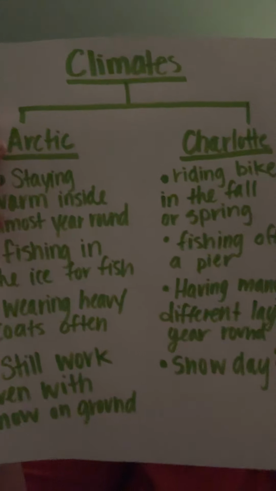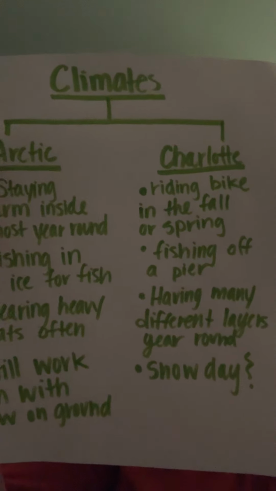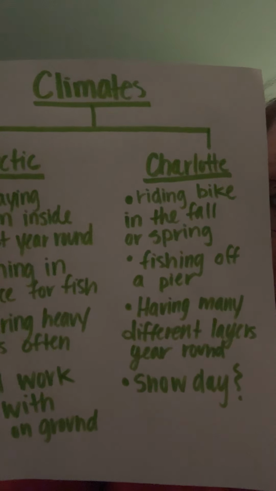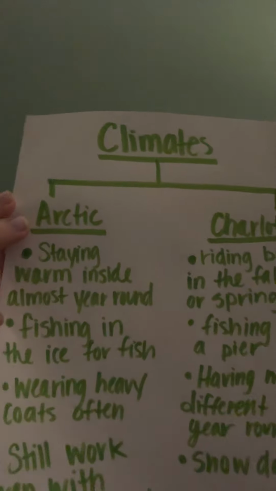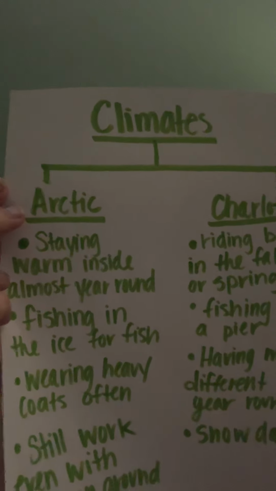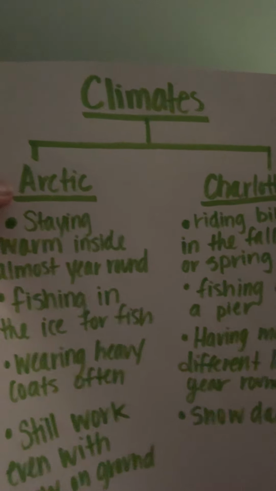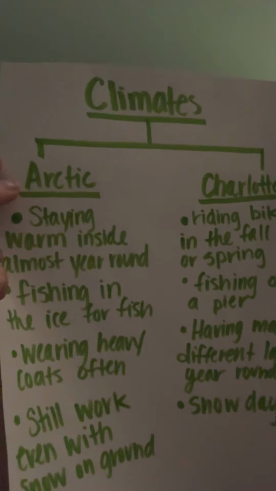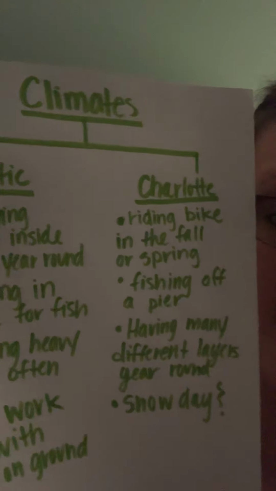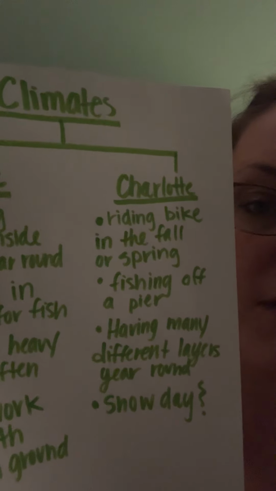So as you can see, friends, I chose the Arctic and I chose Charlotte weather. So in Charlotte, I can ride my bike in the fall and in the spring. That's something you can't do in the Arctic. In the Arctic, I might have to stay warm inside almost year-round. In the Arctic, I could fish in the ice. I could go fishing in the ice for fish to eat. In Charlotte, right near us, we have a lake where you could fish off a pier.